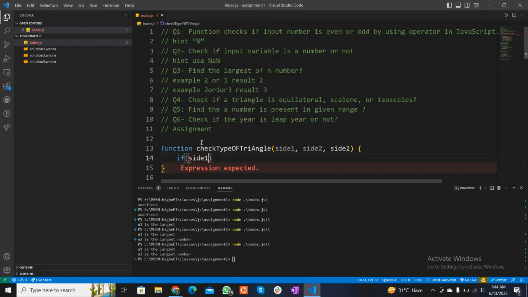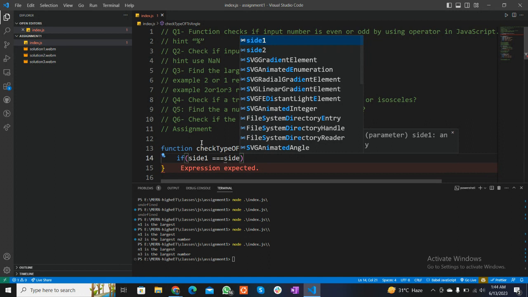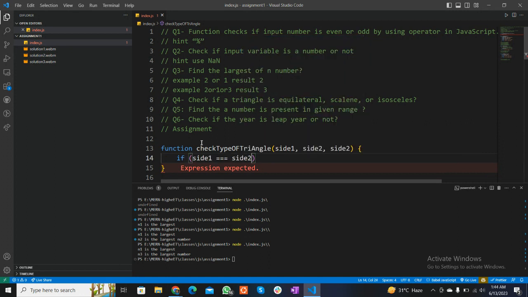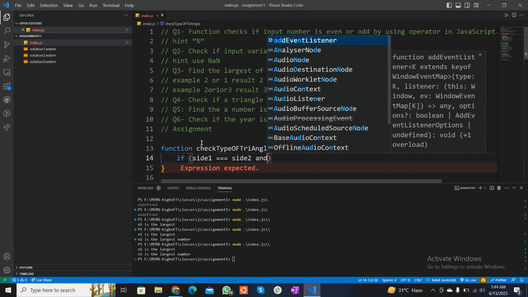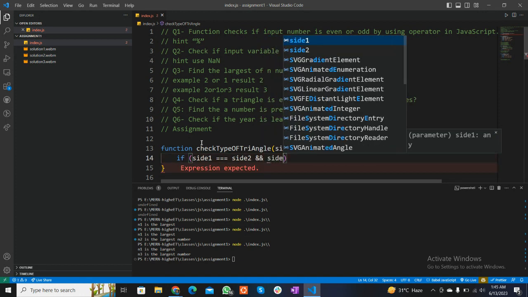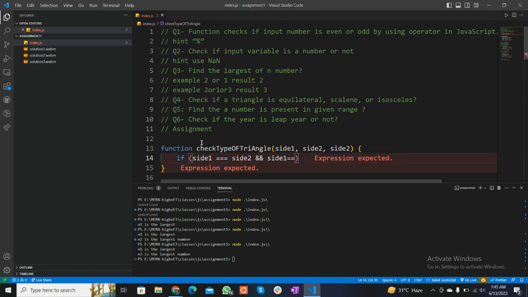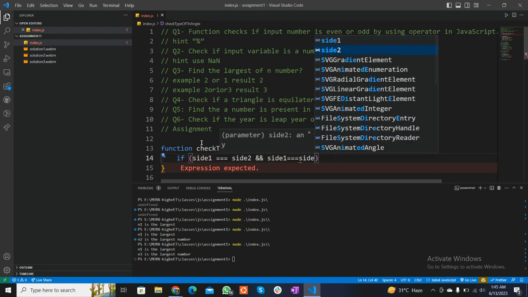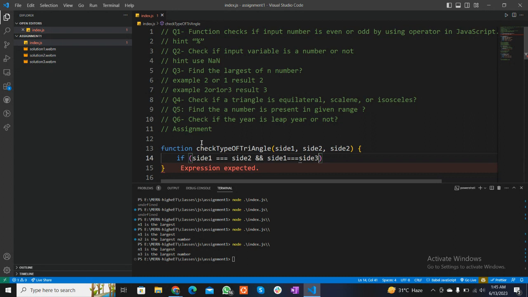If all sides are equal, side 1 is equal to side 2, and side 1 is equal to side 3. I have not written side 3, so I have to take side 2, side 3, and side 3 equal to side 1. This is going to be the equilateral triangle condition.